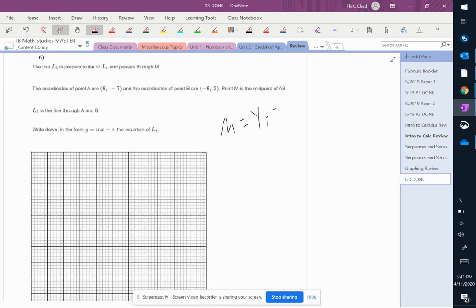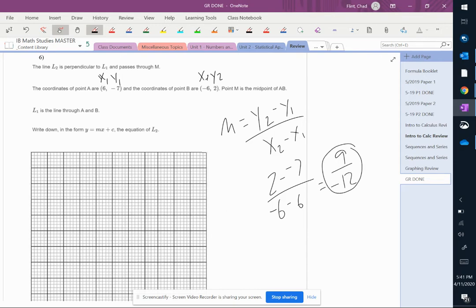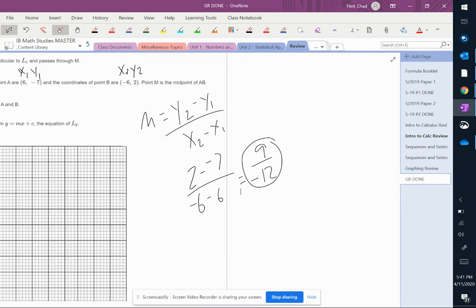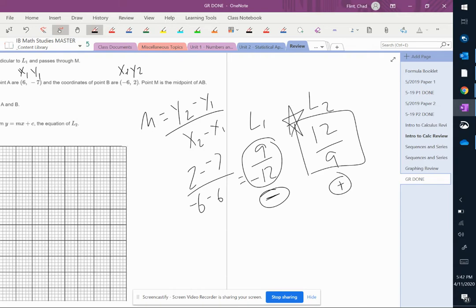So y2 minus y1 over x2 minus x1. We'll call these x1, y1, x2, y2. So it'll be 2 minus -7 over -6 minus 6, which is 9 over -12. So there is our gradient for L1. L2 is perpendicular, which means flip it and change the sign. This fraction is negative, that fraction is positive, so that is our gradient.